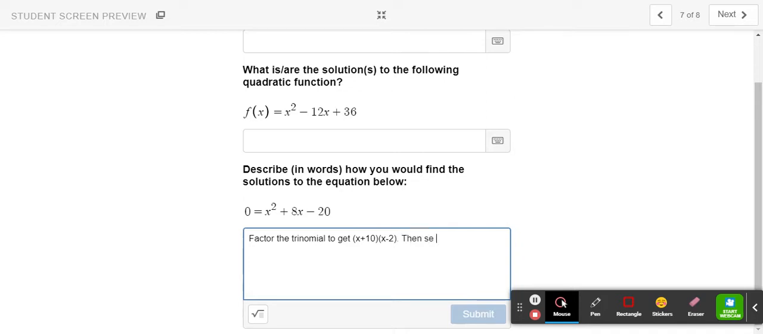Then set each of those factors equal to 0 and solve to get my solutions of x equals negative 10 and x equals positive 2. All right, so that one you're not actually solving, you're just describing how you would solve, writing it in words.